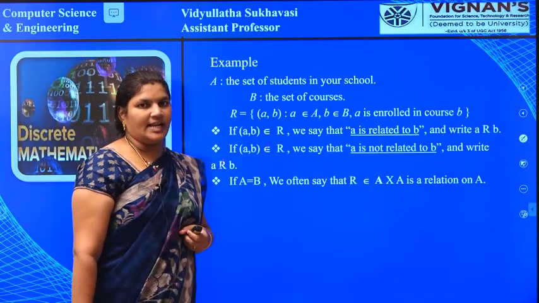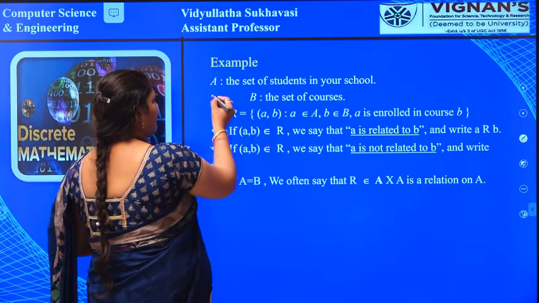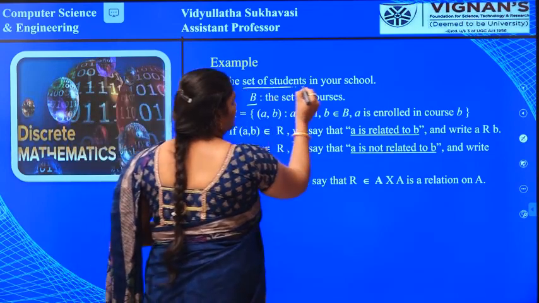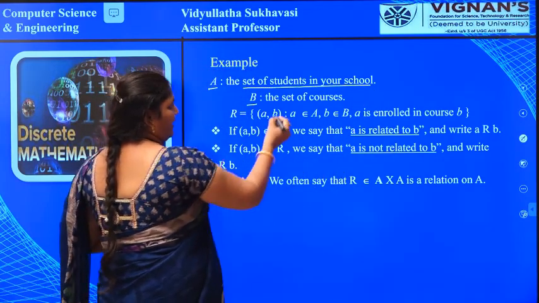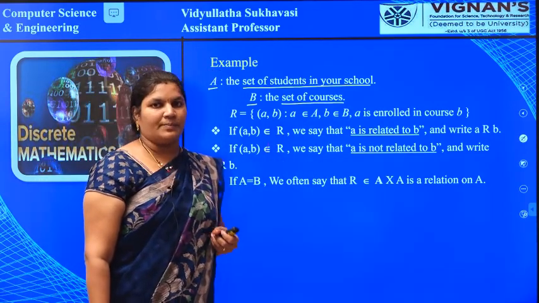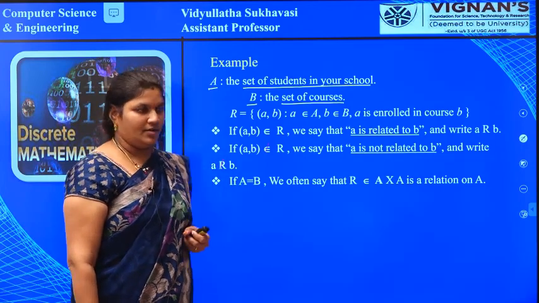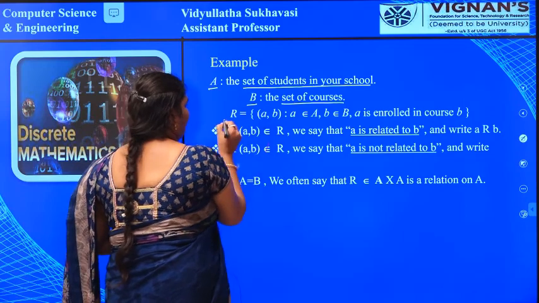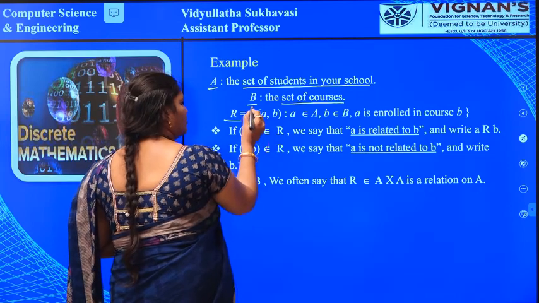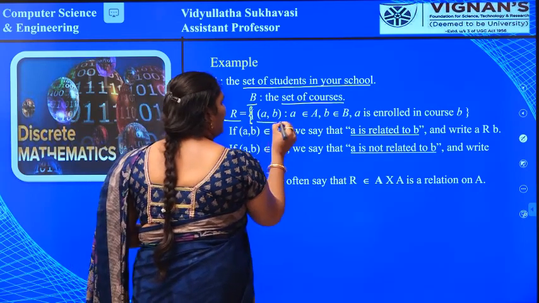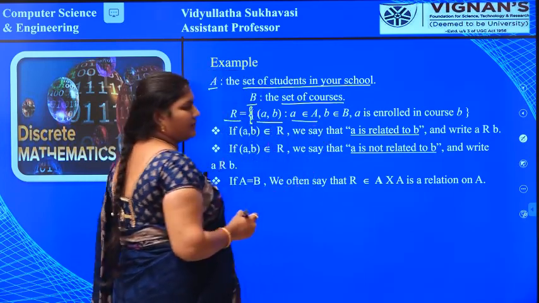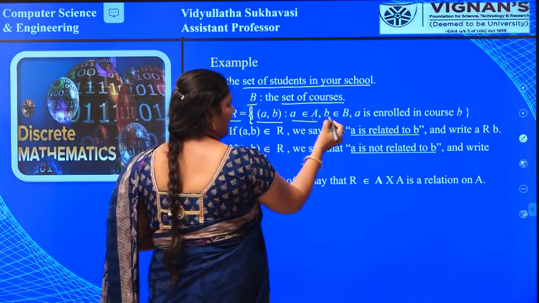Next we will see an example of a relation. Here we have taken two sets A and B. A represents the set of students in your school and B represents the set of courses. How do we represent the relation between A and B? Between A and B we represent the relation as R in curly braces, with ordered pairs from these two sets, and the condition is that a belongs to A and b belongs to B.